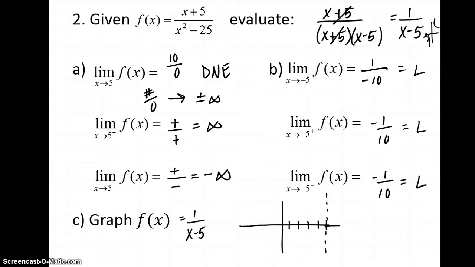And the importance of this: if you looked back at the original and plugged in negative 5 over 5, you would get 0 over 0. That means the function doesn't exist at negative 5. So at negative 5 and negative 1/10, I'm going to have a hole on the graph of the function.